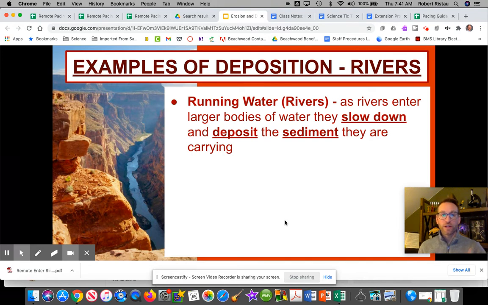So if a stream enters into and feeds into a larger river, when it reaches that river, the water slows down. The best examples to probably just think of, though, off of the top of your head would be like a river emptying into a big lake or into an ocean. When it slows down, there's less force, and so the sediment that it's carrying now gets deposited. And a big effect of this that you can see are river deltas.